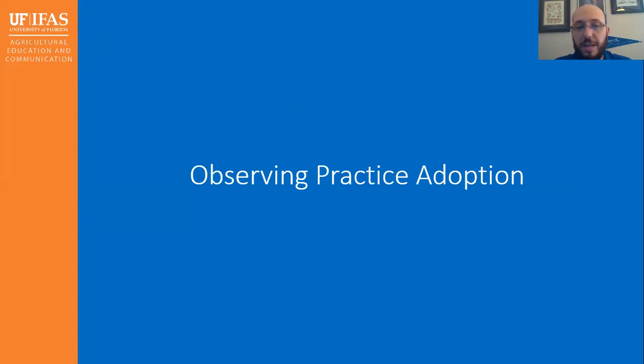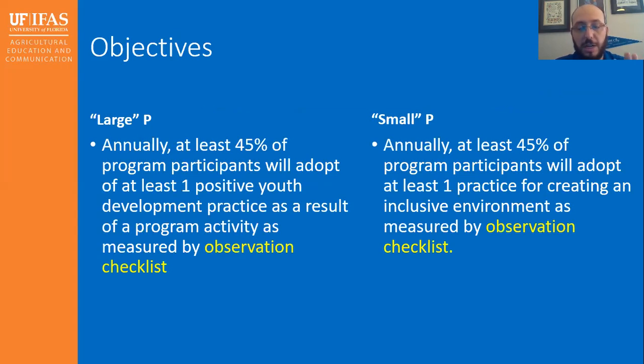So we'll move into next, observing practice adoption. I'll go over what these look like within the context of large P, small p first. So annually, at least 45% of program participants will adopt at least one positive youth development practice as a result of a program activity as measured by observation checklist.